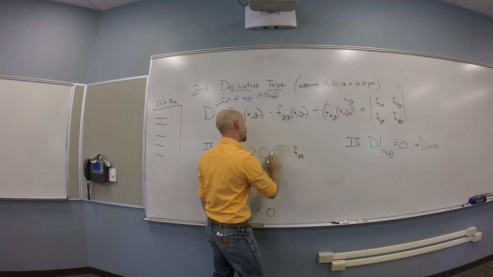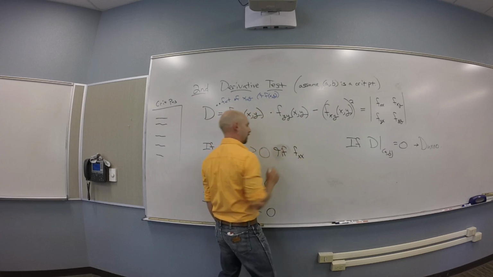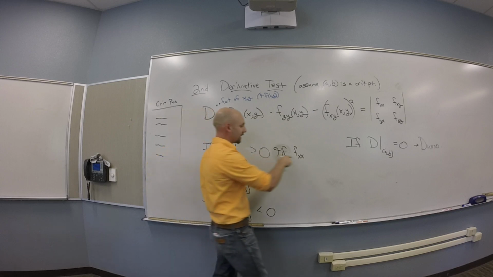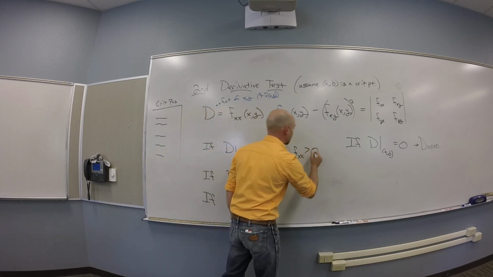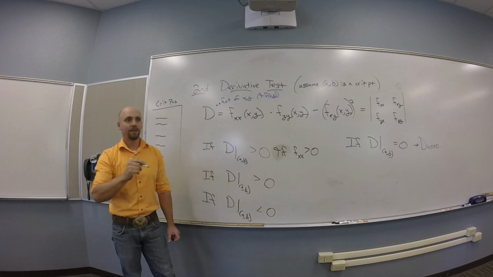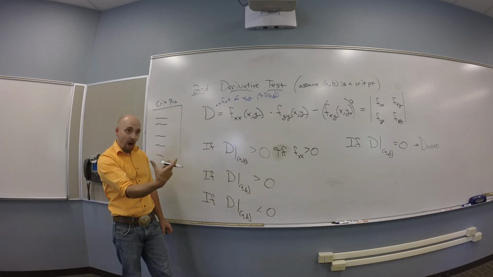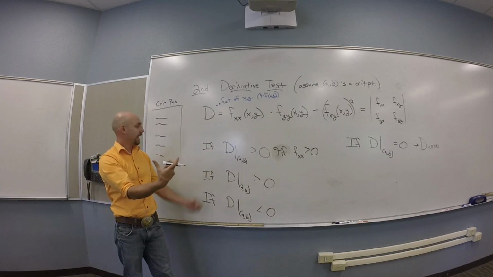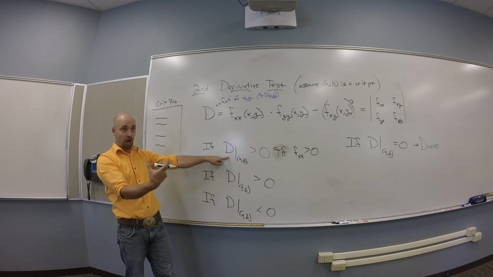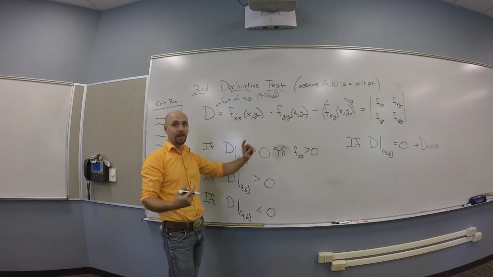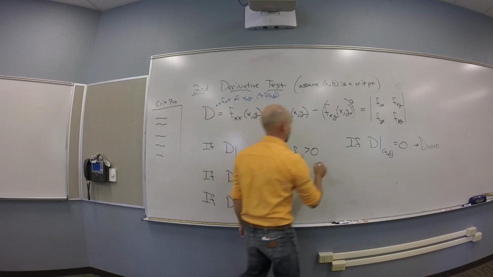Oh, that's why I spelled it funny. I meant and if fxx is positive. That means I've got a concave up thing, and concavity is doing a good job, so that should be a minimum.